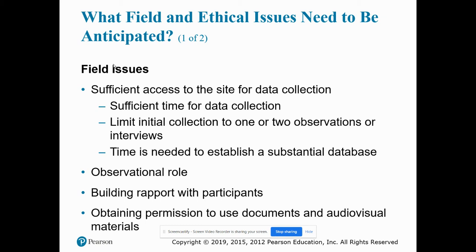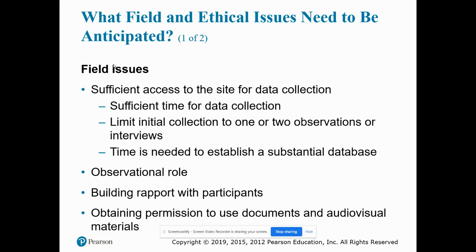So there could come some issues that pop up. Maybe you're going to have trouble building rapport with participants. Okay, so that might be something. Your observational role, how is that going to look? Obtain permission to use the document. So that might be an issue that you come across. You need to limit the initial collection to 1 or 2 observations when you're doing observations. Okay, time is needed to establish a substantial database.